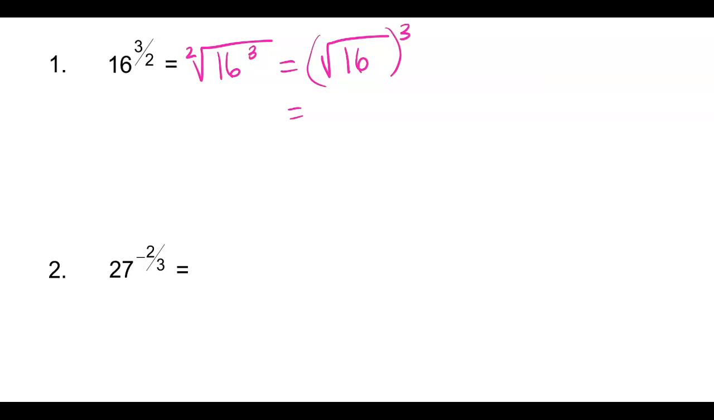So using PEMDAS, order of operations, we're going to take the square root of 16, which is 4. And from there, we're going to raise 4 to the 3rd power. 4 to the 3rd power is going to give you 4 times 4 times 4, which is not 12. It's 64. This is your answer.